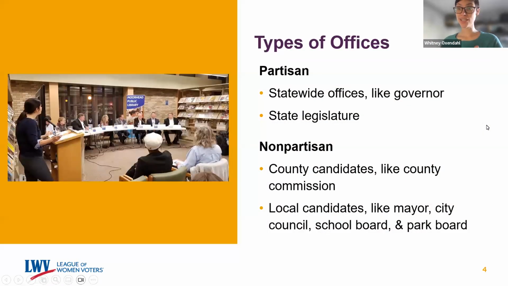All right, so here are some of the types of offices that you can run for. There are partisan offices, so there are statewide offices like governor, attorney general. There's the state legislature. That's a partisan office. There are nonpartisan offices you can run for. So that's county candidates like county commission, your sheriff. There are local candidates like mayor, city council, school board, and park board. And we are going to be focusing most of this video on those nonpartisan offices.